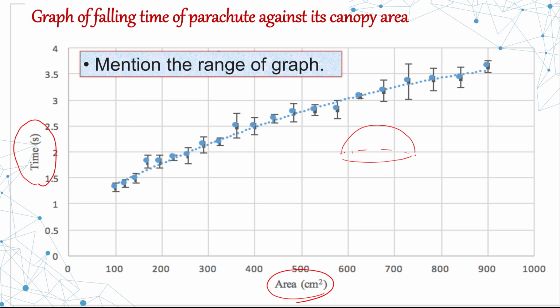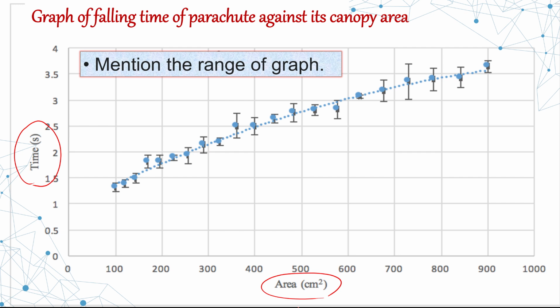My student made a parachute, a small parachute, and then she checked the falling time of this parachute according to the area of this canopy. She enlarged the canopy size and then checked the effect of that area on falling time. Okay, this was the experiment, but anyway, it's not that important now. I will tell you that this is a vertical time value here and horizontal is the area.